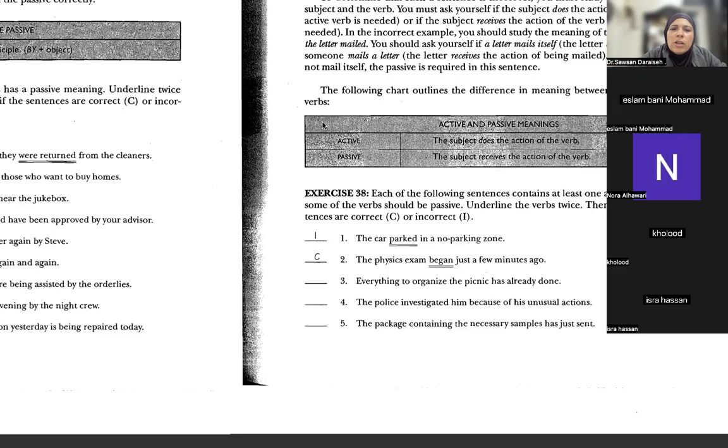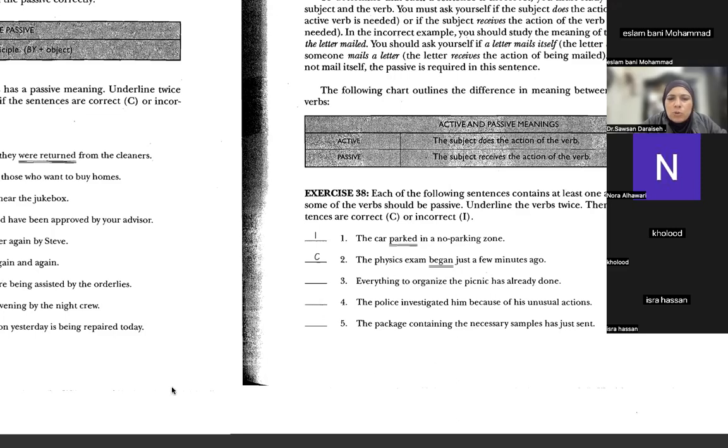Khulud. One more. Dr. Islam, which one do you want to do? Yes, doctor. I will select number 5. Go ahead. The package containing the necessary samples has just sent. It's incorrect because it should be has been or has. Yes, thank you. There's a deficit. You guys are amazing. MashaAllah. So all of you guys have understood.